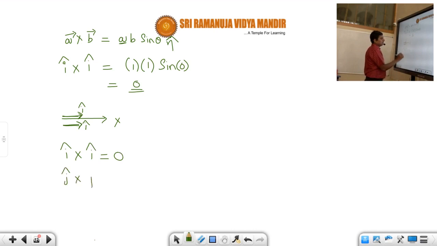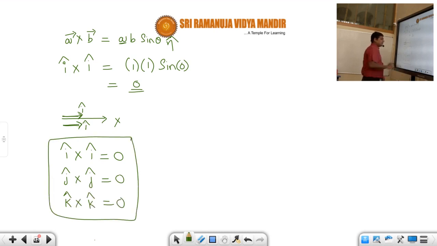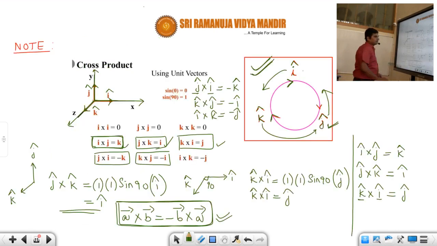Same way, j cross j will also be equal to 0, and k cross k will also be equal to 0, students. So these are the standard results. That means the vector product of unit vectors. And i cross j will be k, like in the previous slide we have given i cross j equal to k, j cross k equal to i, k cross i is equal to j, students. Okay, so I hope you understood this one.